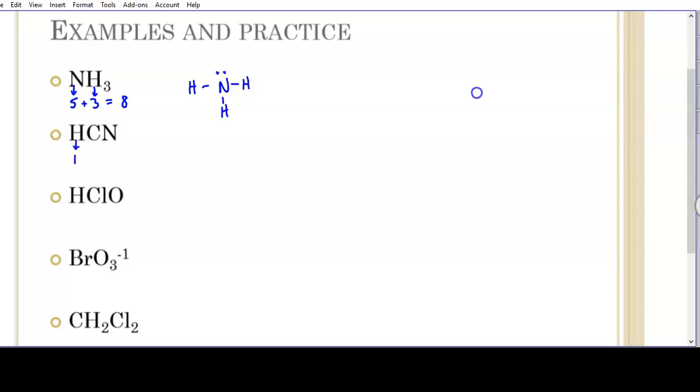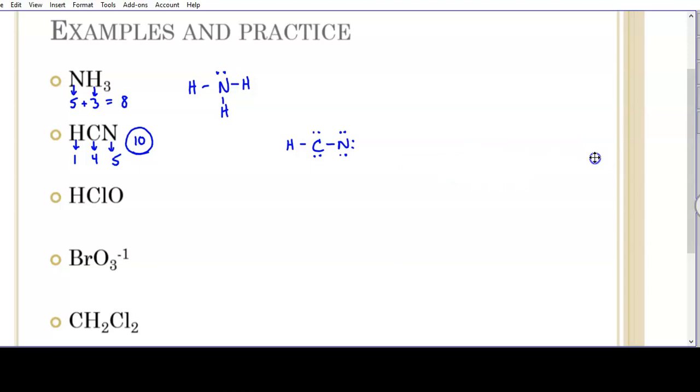So for HCN, H has 1, carbon has 4, nitrogen has 5. So we need a total of 10 electrons. Whenever you see a carbon, it always goes in the middle, no matter what. So carbon's in the middle. I'm going to connect the others with a single bond, and fill all of my octets. I'm going to go through and count my dots. 2, 4, 6, 8, 10, 12, 14.